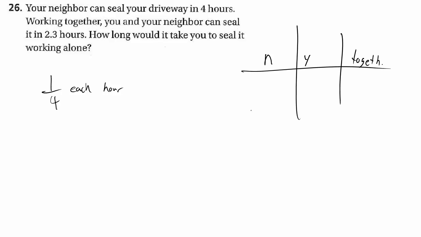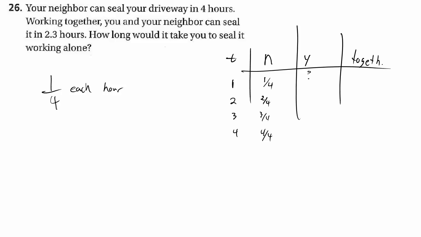So that means, if we let t represent the number of hours, after 1 hour, for your neighbor, 1/4 of the job is done. After 2 hours, 2/4 of the job is done. After 3, 4 hours, 3/4 and 4/4, i.e. the whole job is done.